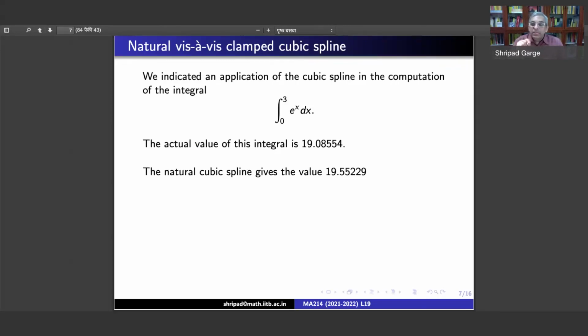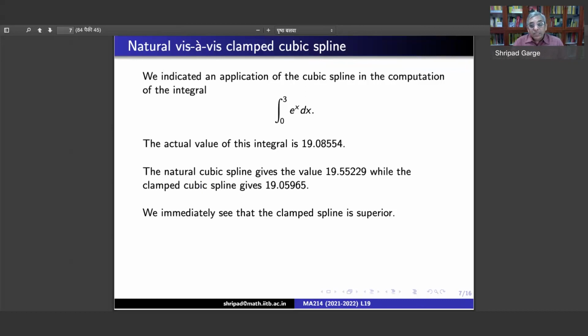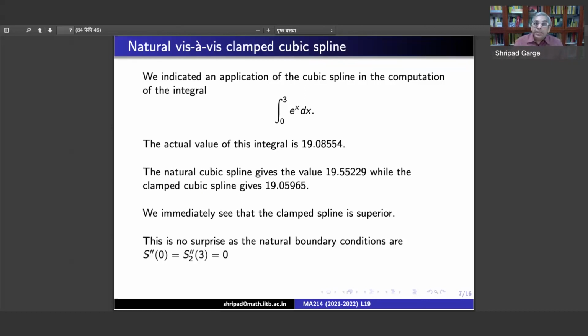So the departure is roughly 0.5, right? Whereas the clamped cubic spline gives a much better approximation. It gives you a much better answer. And this is not surprising at all, because the clamped spline is superior. It gives you a much better approximation since your boundary conditions are also exact.